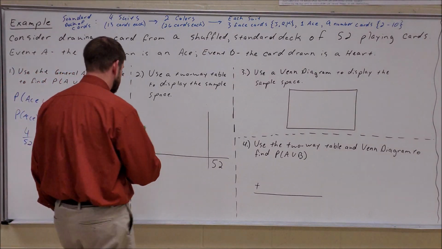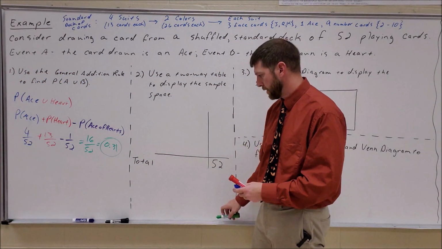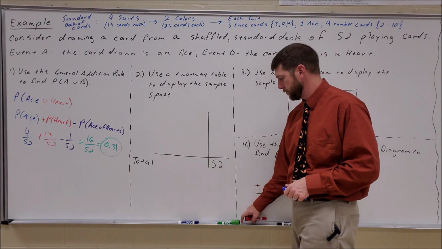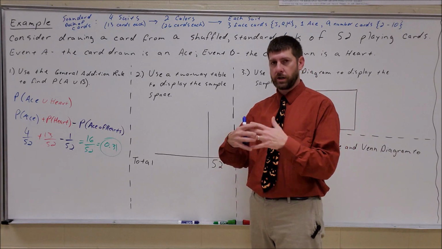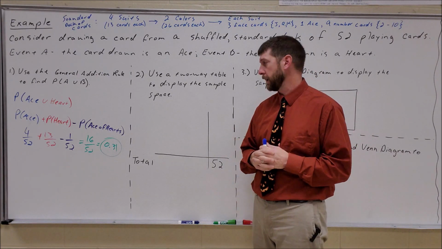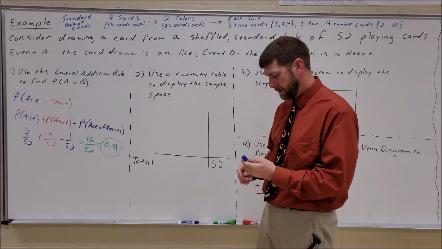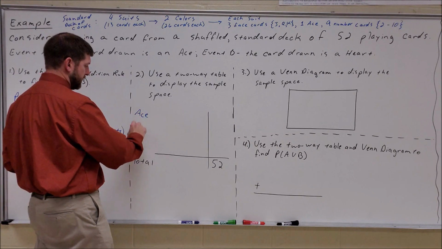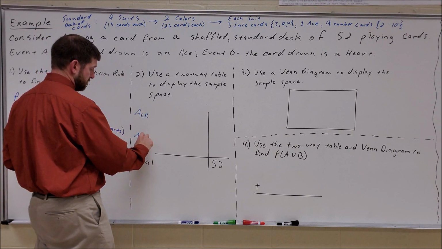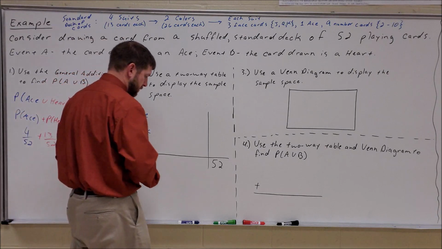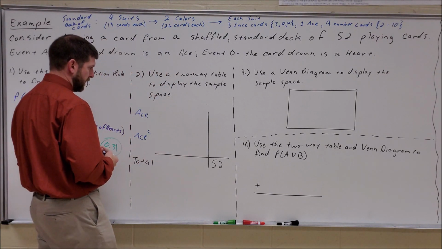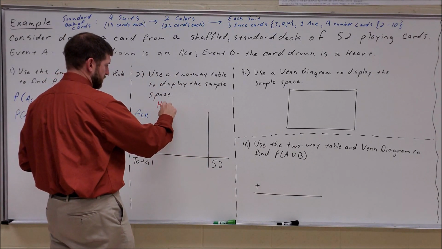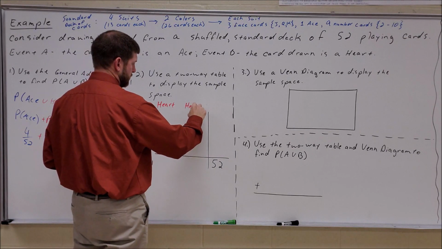All right, let's see if we can come at the same answer from a different perspective. First, let's make a two-way table. A two-way table is just how we can organize 2 categorical variables. So in this case, being a heart or being an ace. On my rows, I'll record being an ace or ace complement, not an ace. Then we want to have our hearts, so being a heart or not a heart.